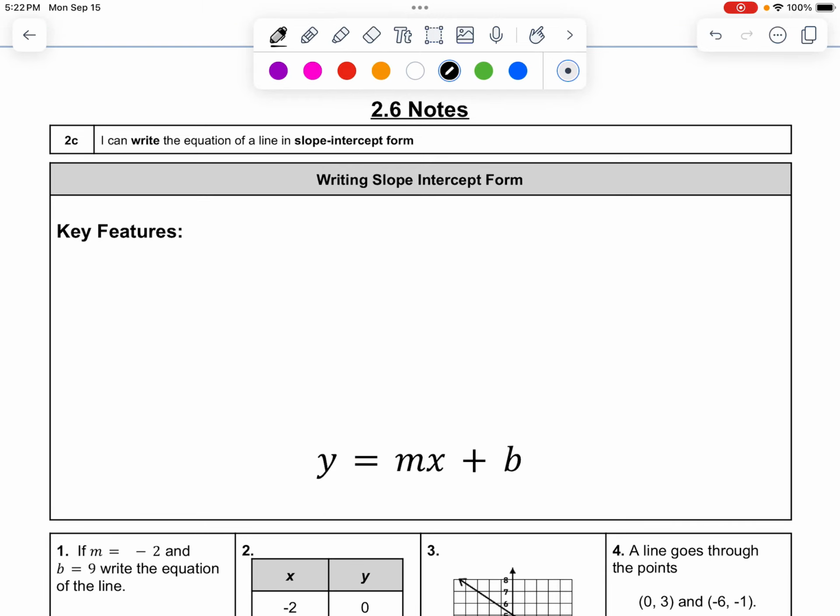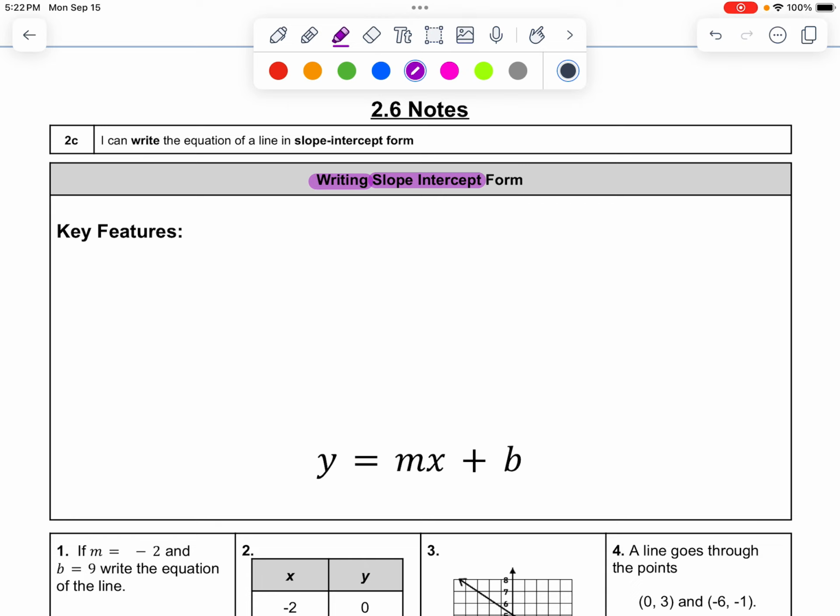Hi everybody! In this video, I'm going to be going through the notes for lesson 2.6. The goal of today's lesson is to write the equation of a line in slope-intercept form. So rather than making the graph of a line, I'm going to give you information about a line and ask you to create the equation.